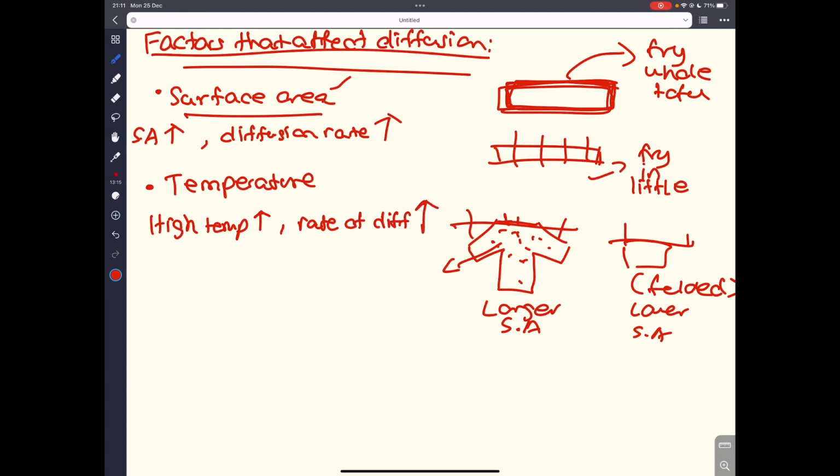And vice versa, if you use low temperature, lower rate of diffusion. Now, the third factor which is affecting this is the concentration gradient. Now, once again, I'll also use the same clothing analogy for you.